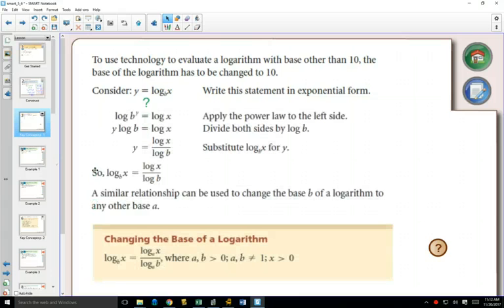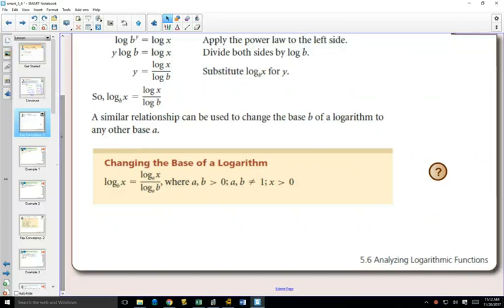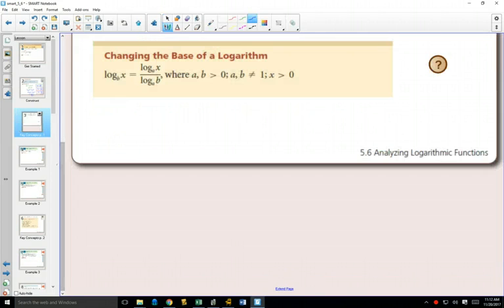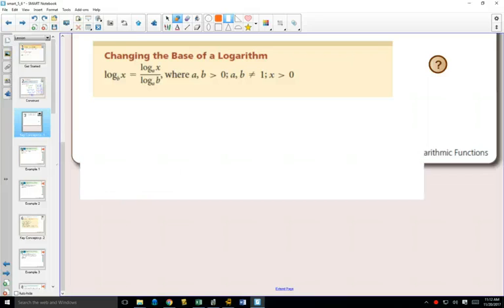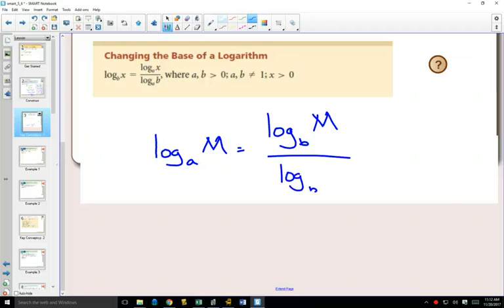There's a proof of it here on the next page, but what we're looking at is this at the bottom, the change of base theorem. On your formula sheet or up on the wall there, it's written this way: log base a of m is equal to log base b of m over log base b of a.